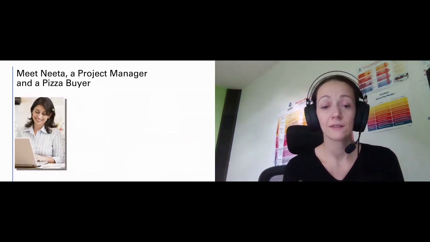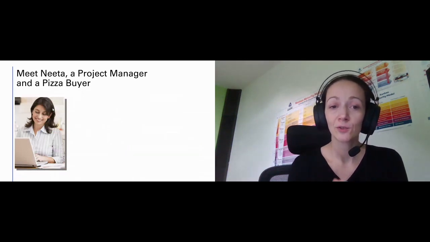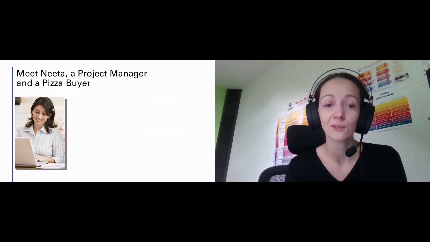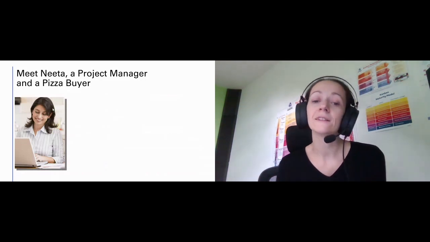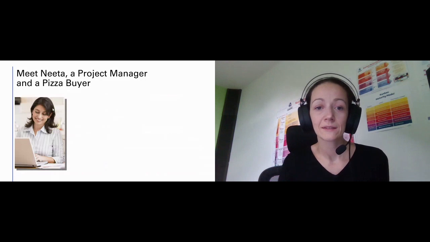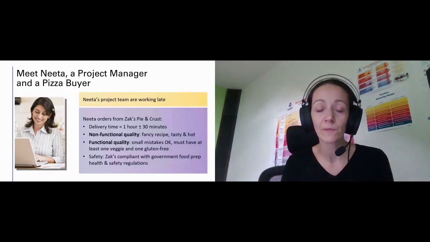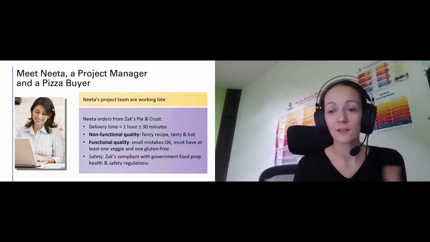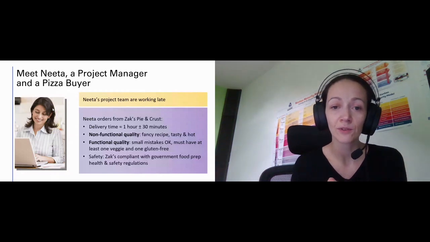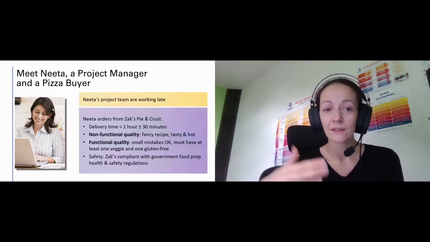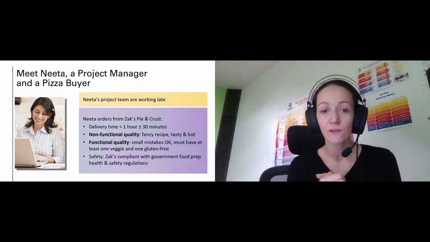And Nita is a project manager and pizza buyer. And her team have been working for a long time in the evenings for the whole week to make a deployment. And on Friday evening, when they are finally finishing the product to deploy it, to deliver it, Nita decided to order a pizza for her team. And these are the requirements, these are the needs of Nita and her team. And to meet these requirements and to order this product, Nita decided to place an order in Zach's Pie and Crust. And here is the specification of her order.